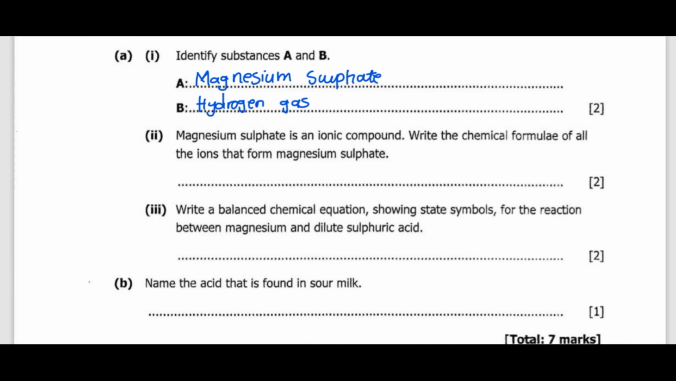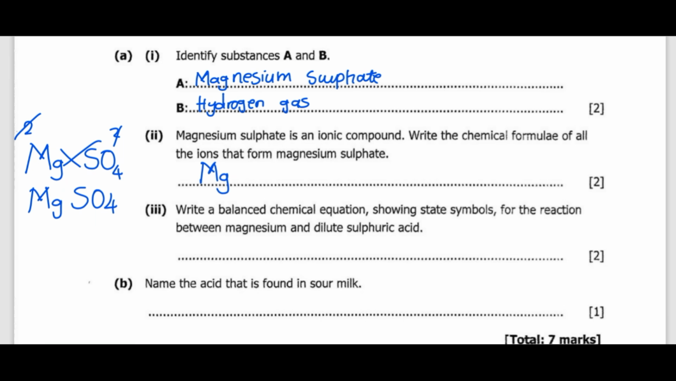Then we move on to question 2. Magnesium sulfate is an ionic compound. Write the chemical formula of all the ions that form magnesium sulfate. Magnesium has a valence of 2. Then sulfate also has a valence of 2. So if you cross, we know that these two numbers will cancel. So the chemical formula for magnesium sulfate is MgSO4. Now in terms of the ions, we'll say magnesium Mg2+, then sulfate is SO4 2-. So these are ions.